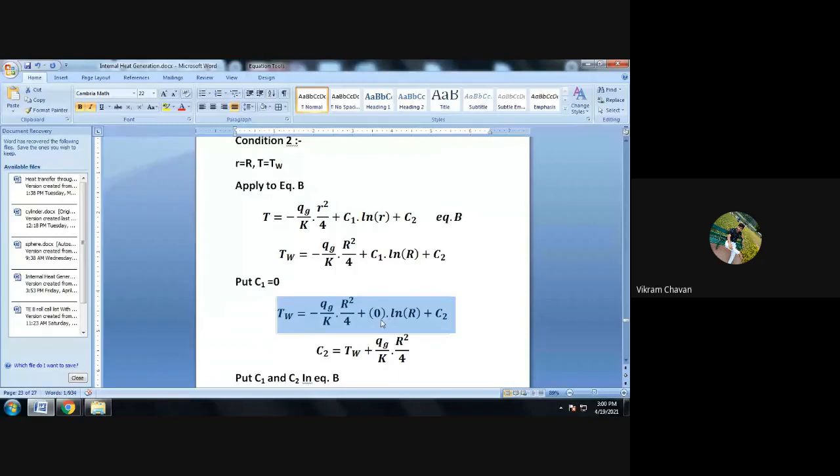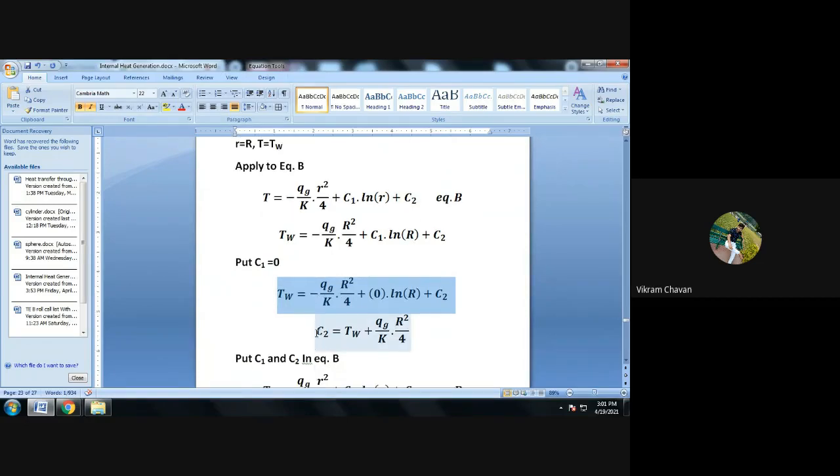This particular term will become 0, and if you transfer the first term from the right hand side to the left hand side, we'll get the C2. So C2 will become Tw plus Qg divided by K multiplied by R square divided by 4. C1 we have calculated initially. C1 is equal to 0 by applying the first boundary condition.